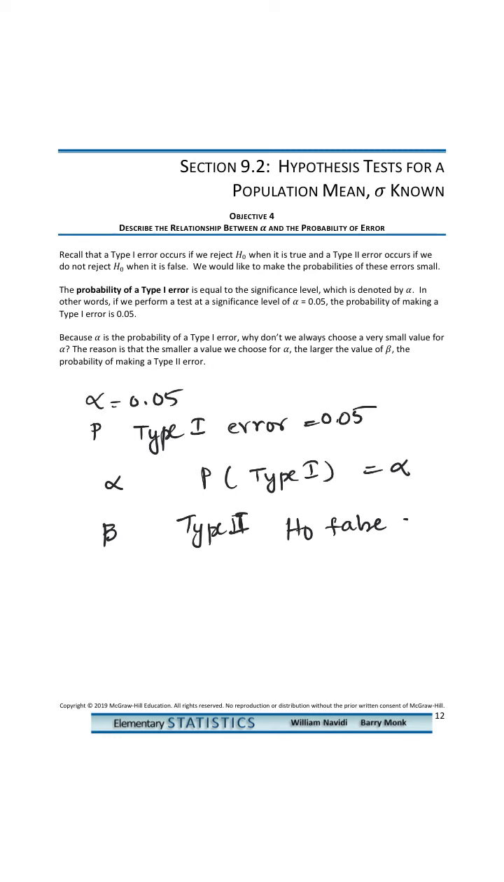Because alpha is the probability of type 1 error, why don't we always choose a small value for alpha? The reason is that the smaller the value we choose for alpha, the larger is the value of beta, the probability of making a type 2 error. So in summary, the smaller the value we choose for the significance level alpha, the smaller the probability of a type 1 error becomes, and the larger the probability of a type 2 error becomes.